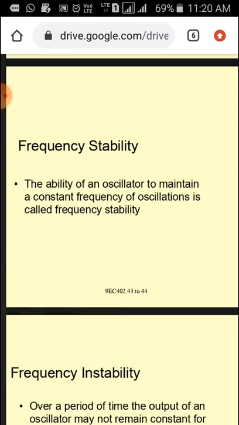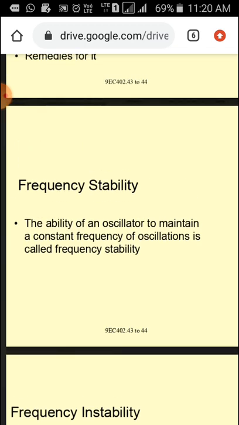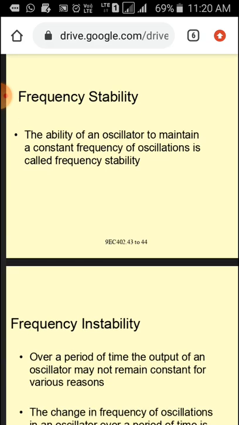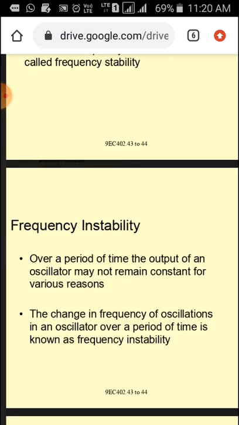Frequency stability. The ability of an oscillator to maintain a constant frequency of oscillations is called frequency stability. It means the frequency should not vary. It should remain constant. Then it is called frequency stability, and it should give sustained oscillations without damping.